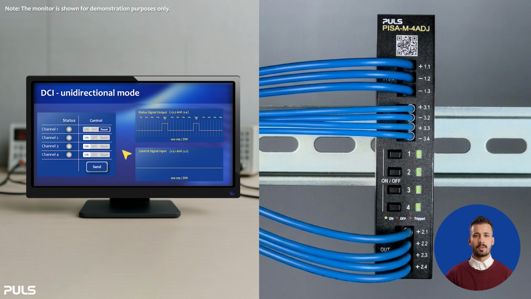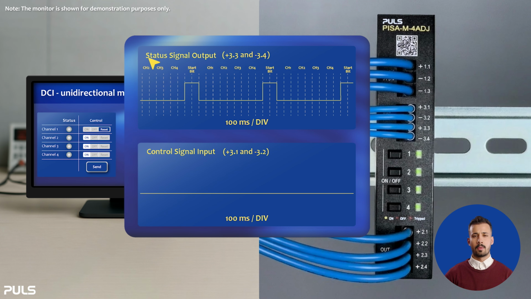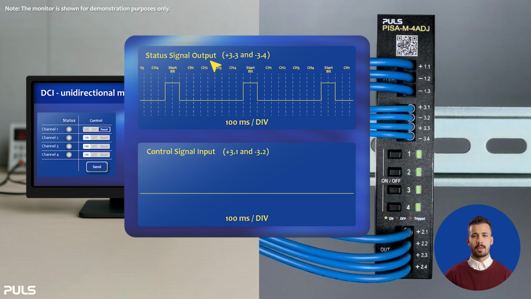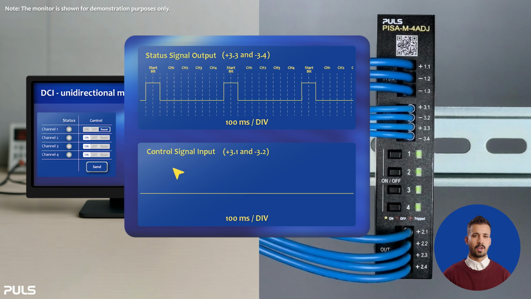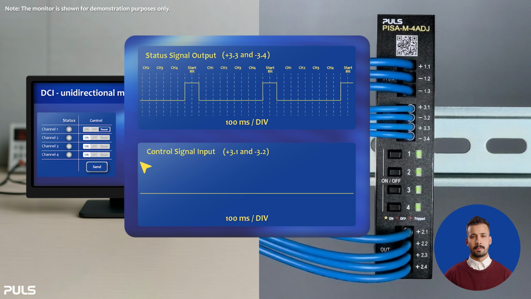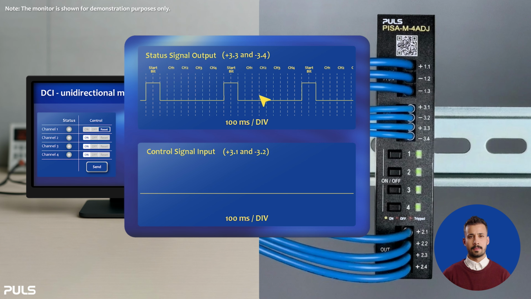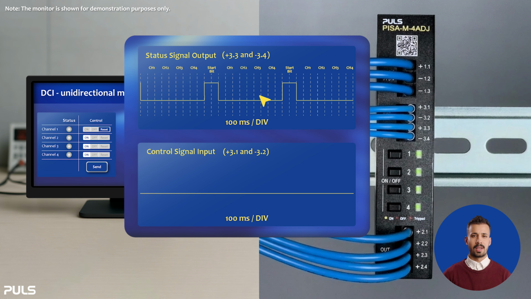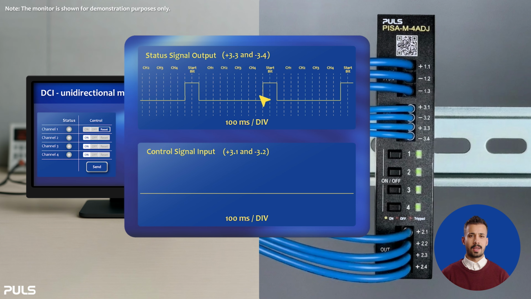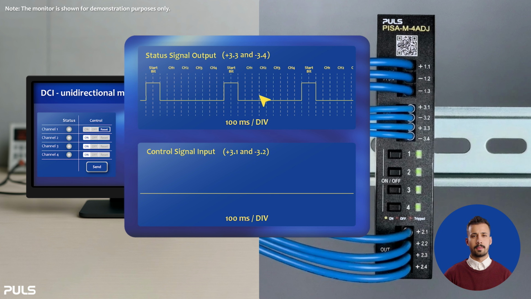On the right-hand side of the screen, we can see two separate signal areas. The upper signal represents the PISA-M output, while the lower signal represents the PLC control signal that can be sent to the PISA-M in bidirectional mode. The moving lines visualize the communication signals during operation. We can now see from the status signal output that the current sequence length is still 1100 milliseconds, which means the system is still in unidirectional mode.